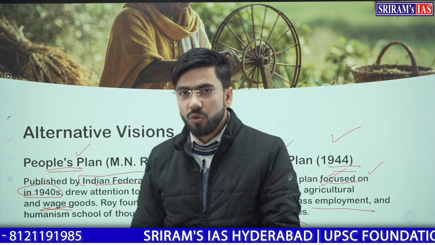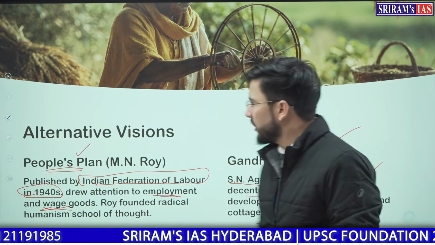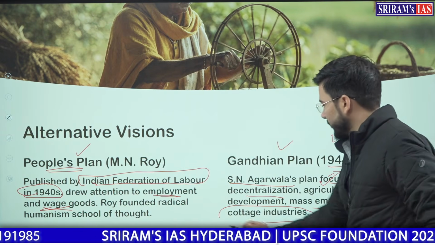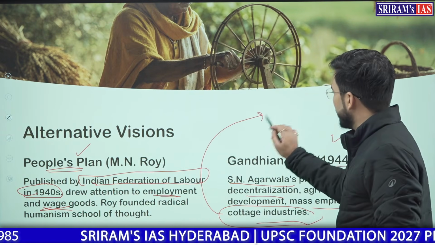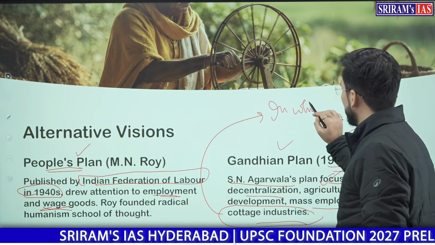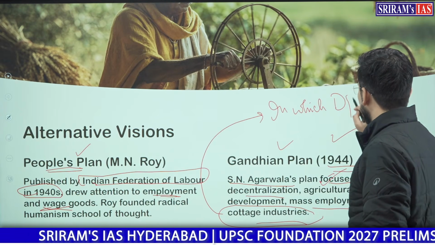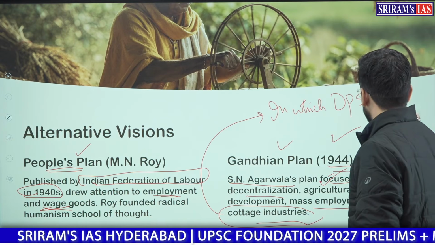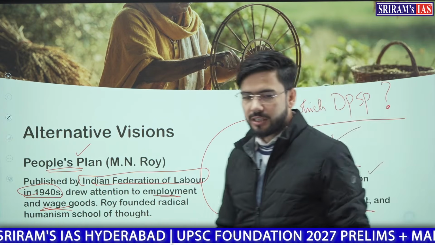Now, all of you must answer this question. Cottage industry is mentioned in which directive principle of state policy? Answer this in the comment section.